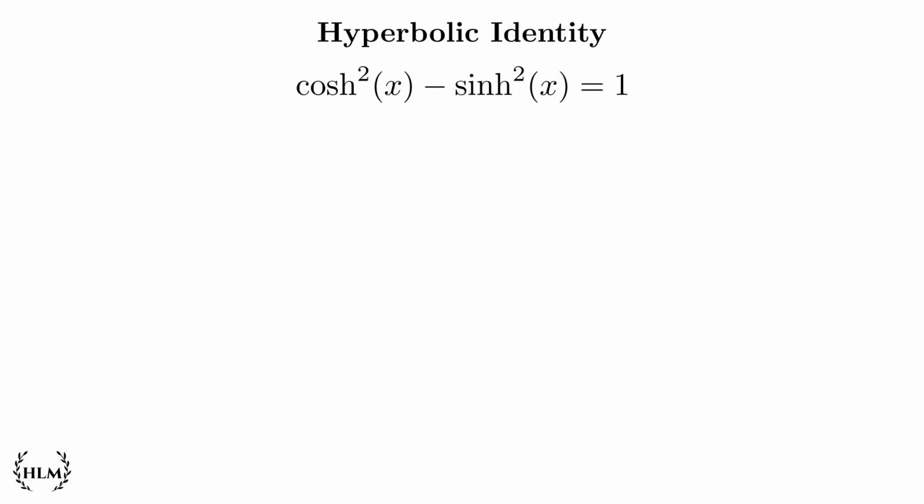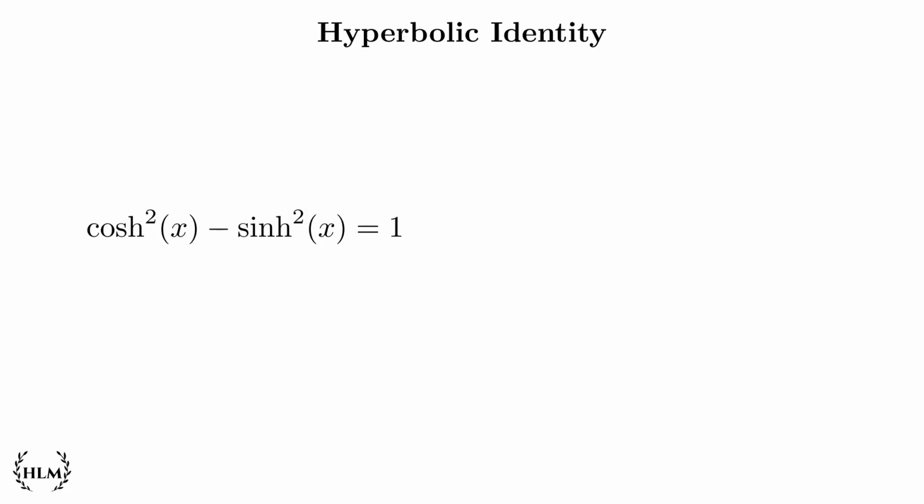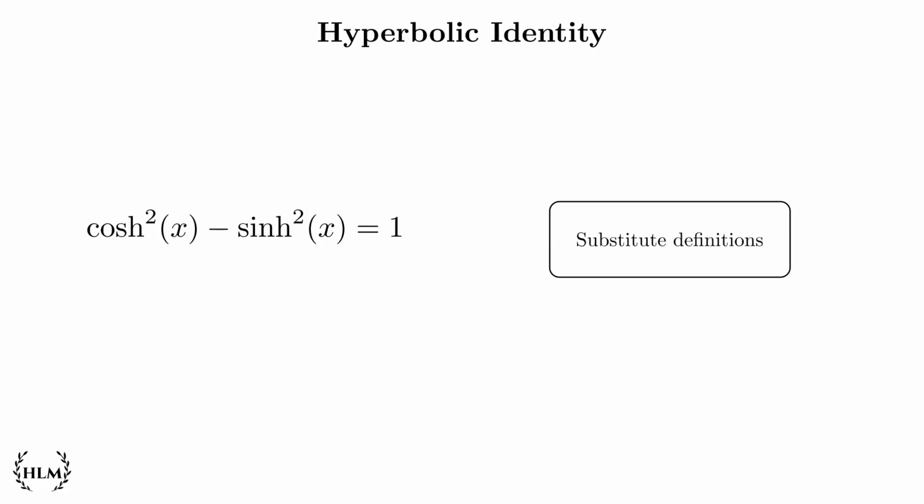What if I told you that hyperbolic sine and cosine have a very similar identity to sin² plus cos² equals 1? It's cosh² minus sinh² is equal to 1. Let's prove it. So we start with cosh² minus sinh² equals 1. And that's what we're trying to prove.